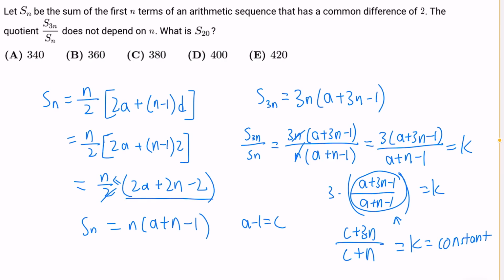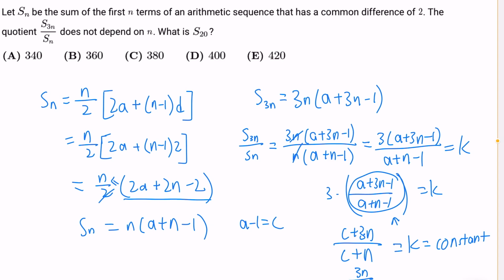Because when c is 0, that will simplify to 3n over n, and this gets reduced to 3. So when c is 0, we do indeed get a constant 3, and that satisfies what we want. So that means we know that c is equal to 0, so a minus 1 is equal to 0. So a is equal to 1.